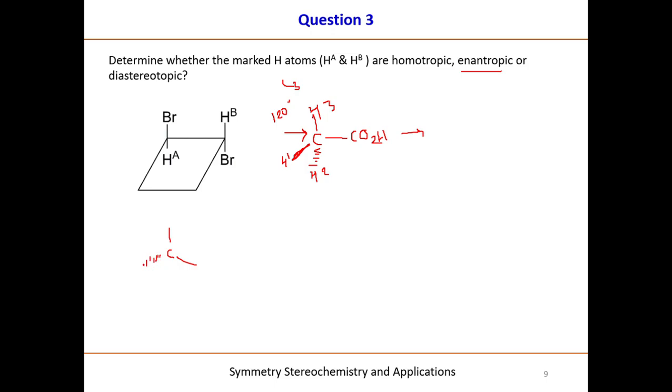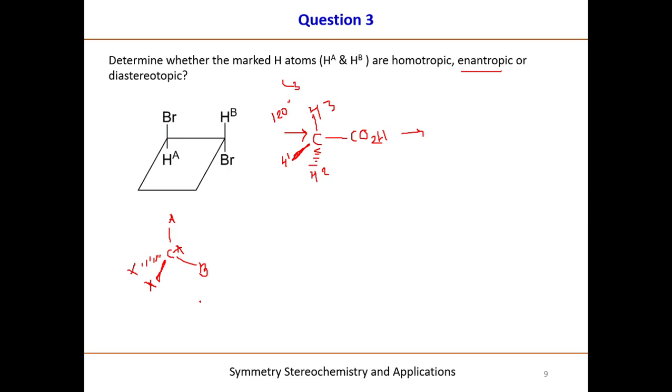This is the back side of the plane. This is the front side of the plane. So this is a chiral center, right? Now, suppose these two are the same hydrogen atoms. I am writing here X for the same atom present in the molecule. So we have to find out whether these two X are enantiotopic, homotopic or diastereotopic.